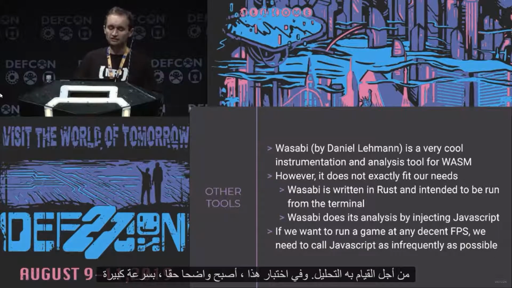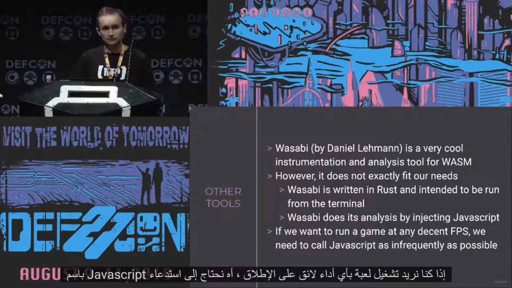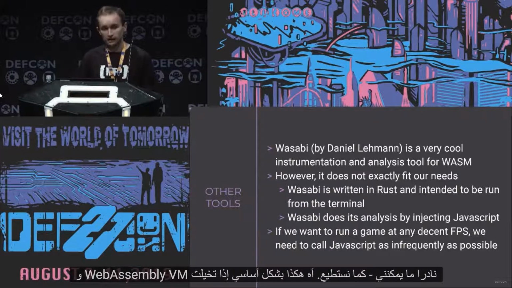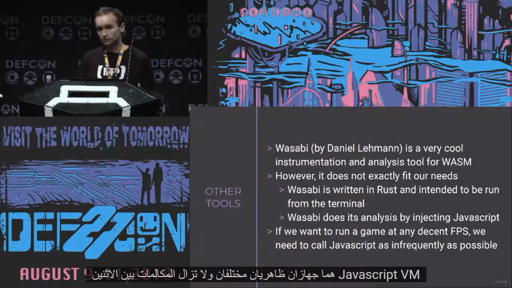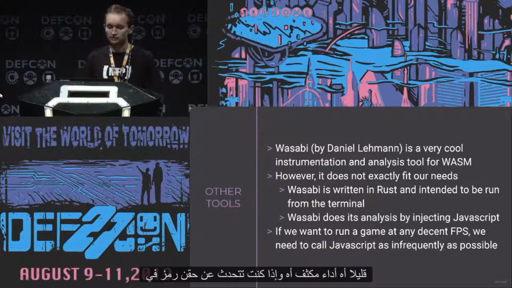And in testing this, it became really clear really quickly that if we want to run a game at any decent performance at all, we need to call JavaScript as infrequently as we can. So basically, if you imagine the WebAssembly VM and the JavaScript VM are two different virtual machines, calls between the two are still a little bit performance intensive.